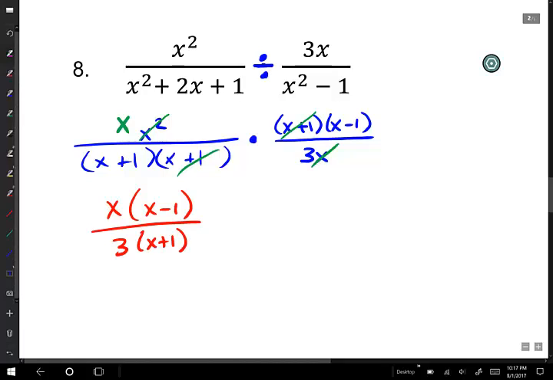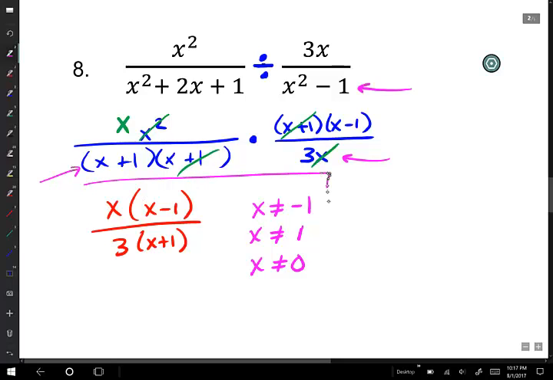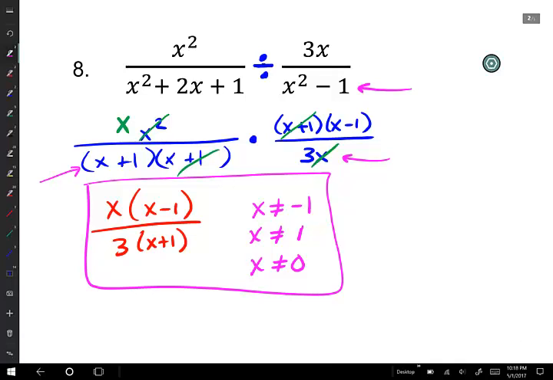Now let's examine what our restrictions are. The original denominator here has x not being able to be equal to negative 1. The original denominator here has x also not equal to positive 1. And then our new denominator down here has x not being equal to 0. So we have three restrictions because all three could give us an original problem that would be dividing by 0.